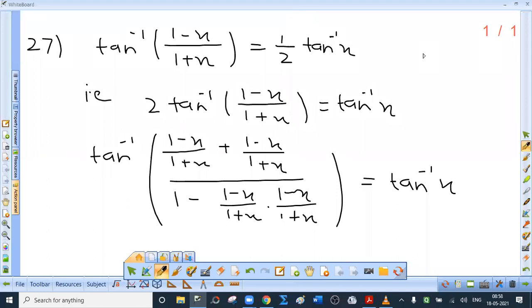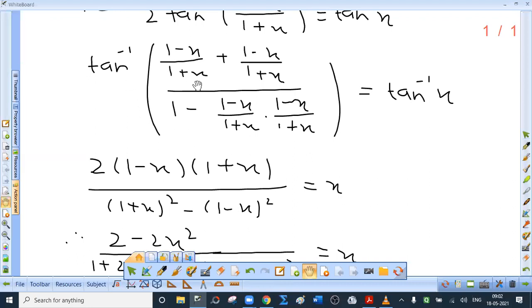27th, solve the equation. Tan inverse 1 minus x upon 1 plus x is half tan inverse x where x is greater than 0. Now multiply both sides by 2. What is 2 times this? Tan inverse plus tan inverse. So 2 times tan inverse. But tan inverse p plus tan inverse q is tan inverse p plus q upon 1 minus pq. Here p is same as q. Now simplify.